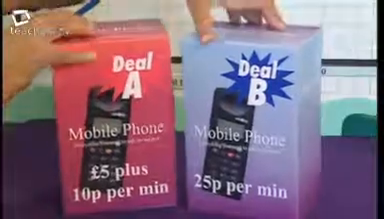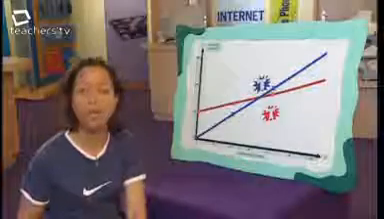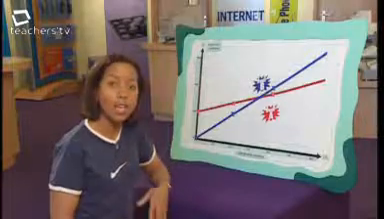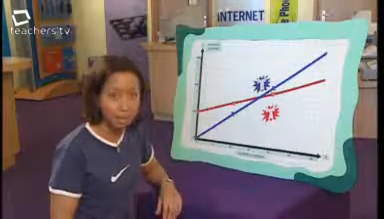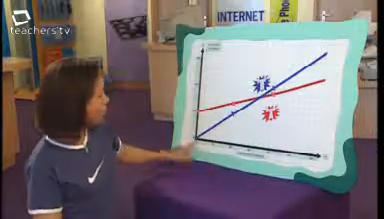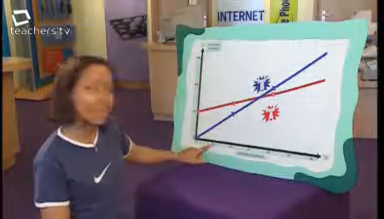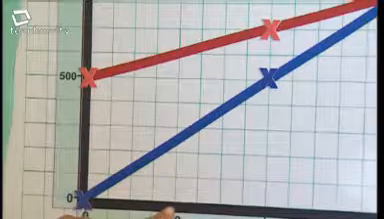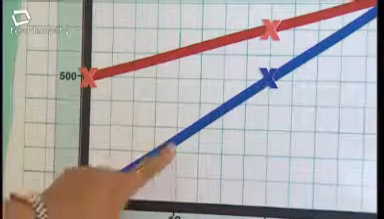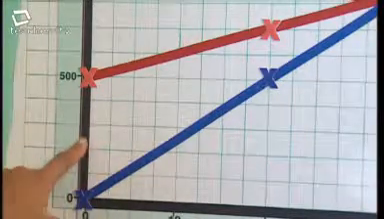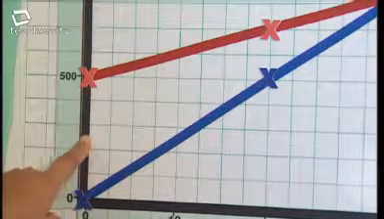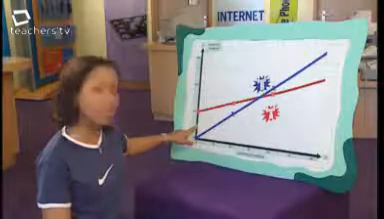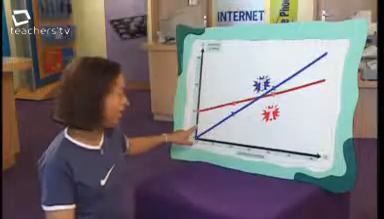Well, let's look at the graph again. Say I wanted to find out how much each deal was going to cost me if I only made 10 minutes of calls each week, because obviously all my friends would be calling me, I wouldn't have to call them. All I do is go along the horizontal axis to 10 minutes, and then I read up until I meet the lines. So that's where I hit deal B, that's the blue line. Going along to the vertical axis, I can see that the cost of the calls is 250 pence, or £2.50. So that's how much it would be for 10 minutes on deal B.